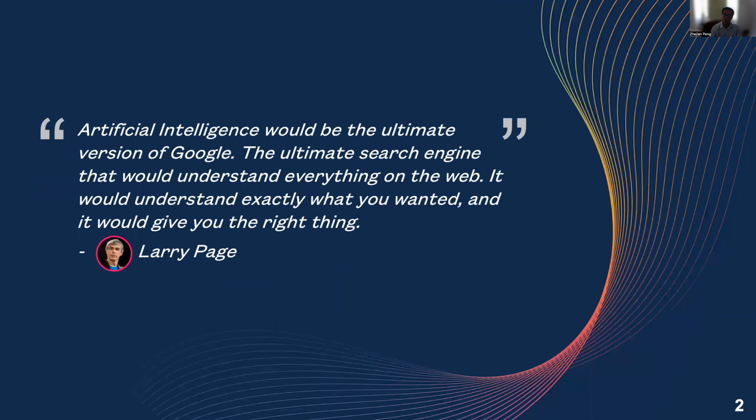I'd like to start my presentation with a quote from Larry Page. "Artificial intelligence would be the ultimate version of Google, the ultimate search engine that would understand everything on the web. It would understand exactly what you wanted and it would give you the right thing." So Larry is talking about Google search engine here. But for recommendation system, we also want to give you exactly what you wanted. And we want to recommend the recipe.